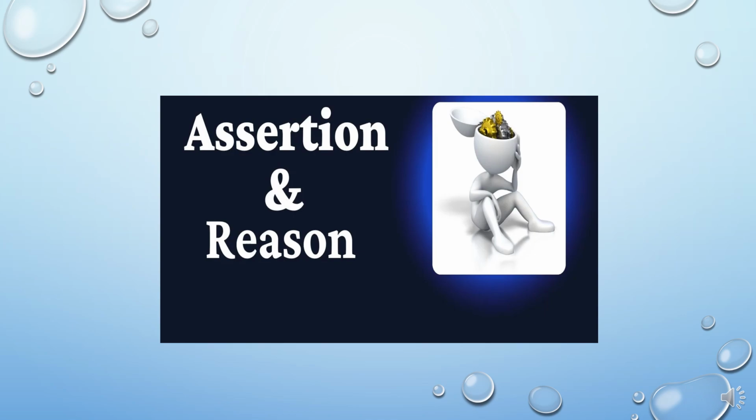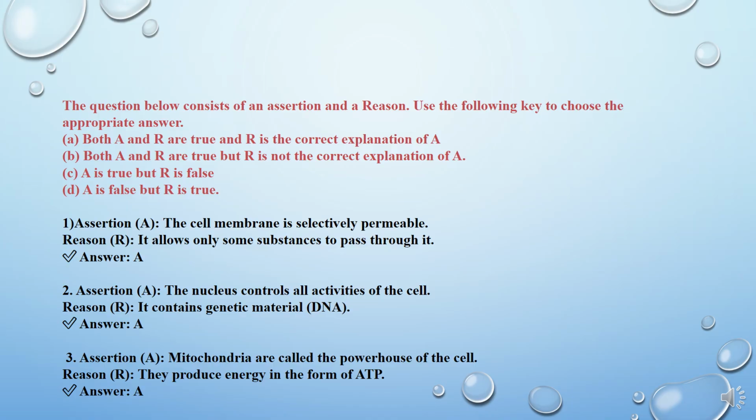Now, the next type of question is the assertion-reason questions. The question given below consists of an assertion and a reason. Using the following key, choose the appropriate answer. A: both A and R are true and R is the correct explanation of A. B: both A and R are true but R is not the correct explanation of A. C: A is true but R is false. D: A is false but R is true.